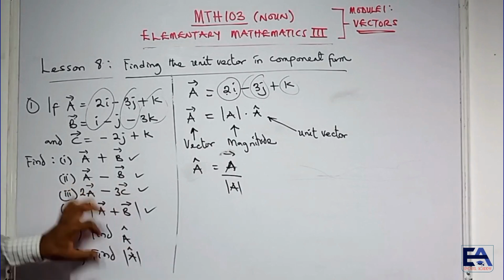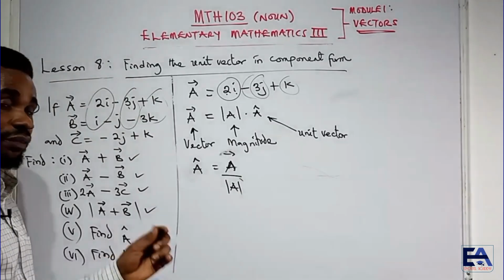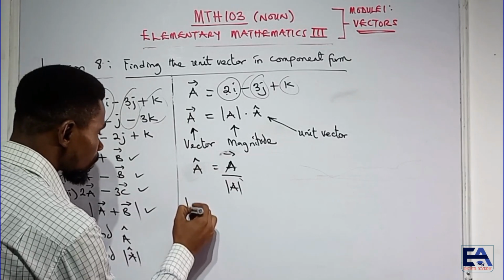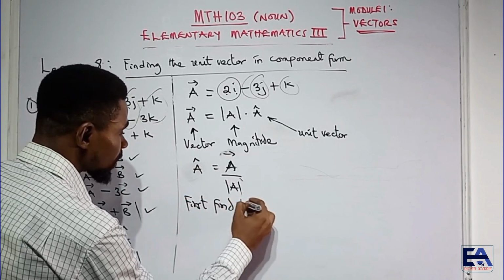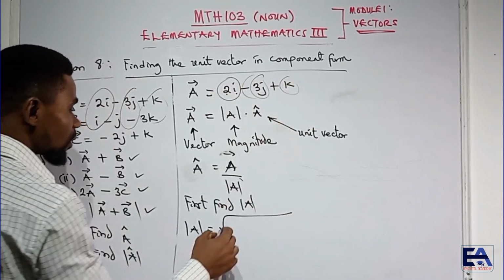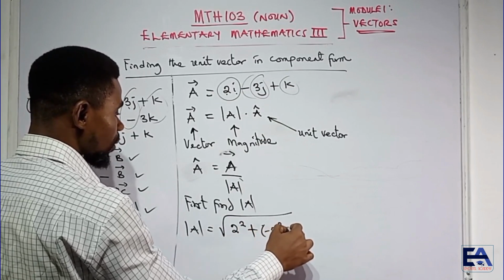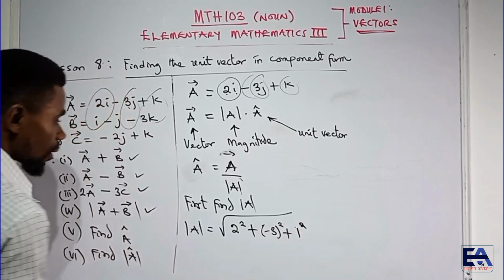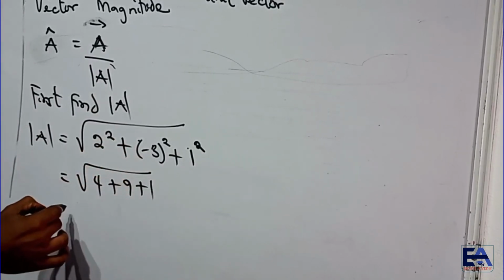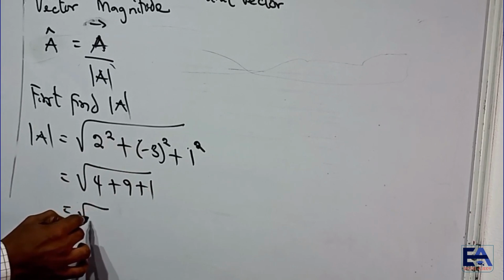So this question, as tiny as it is, demands us to first find the magnitude of that vector. When we find the magnitude of the vector, any answer we get is what we now slot back in. So we first find the magnitude of A. The magnitude of A is going to be the square root of 2 squared plus minus 3 squared plus 1 squared. That is the square root of 4 plus 9 plus 1, which is 14. So the answer is the square root of 14.